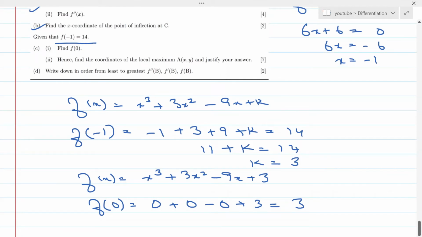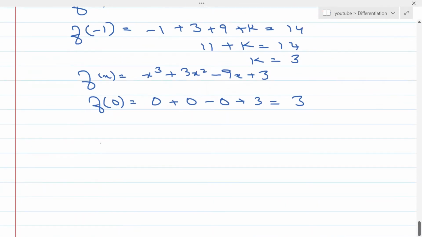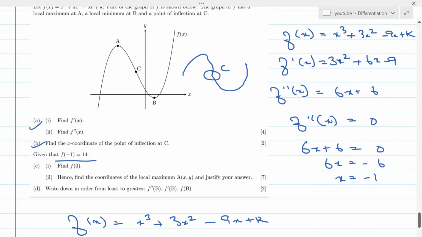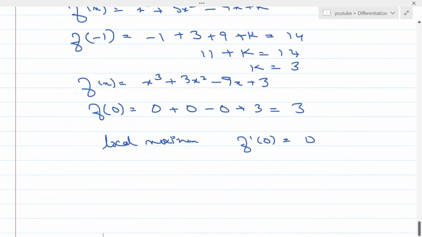Now they're saying hence find the coordinates of the local maximum A, and justify your answer. So we know that in order to find the local maximum, we first need to find the derivative of the function. So we have to equate f dash of x to 0. So we've already differentiated this function and we have 3x square plus 6x minus 9 as our f dash value.